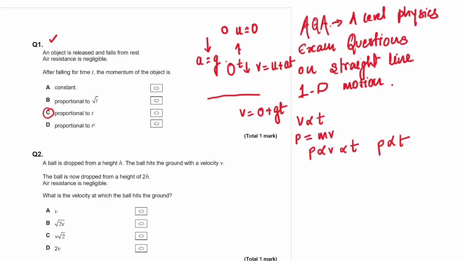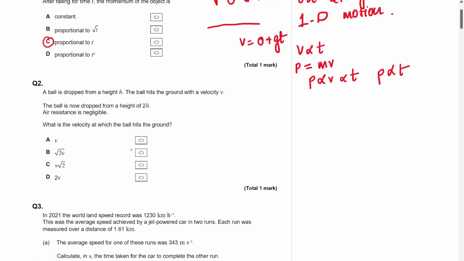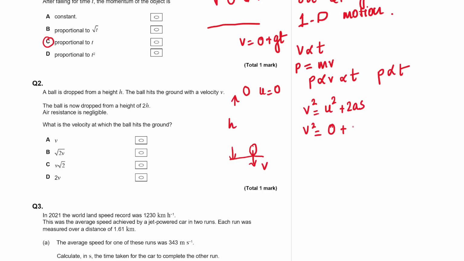A ball is dropped from a height h. The ball hits the ground with velocity v. It's dropped from a height h, so u is 0. When it hits the ground with a velocity v, we're just going to write down this equation of motion: v squared equals u squared plus 2as. Because initial velocity is 0, we'll write 2gh, as acceleration will be g. So my v squared is 2gh.